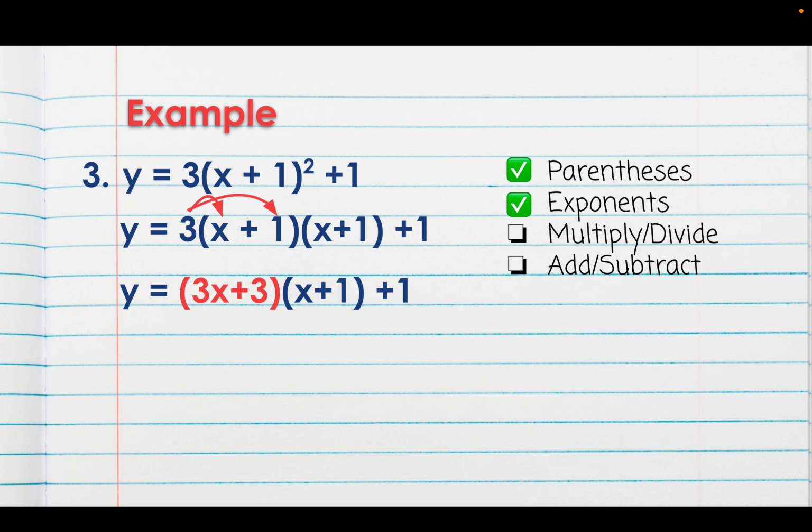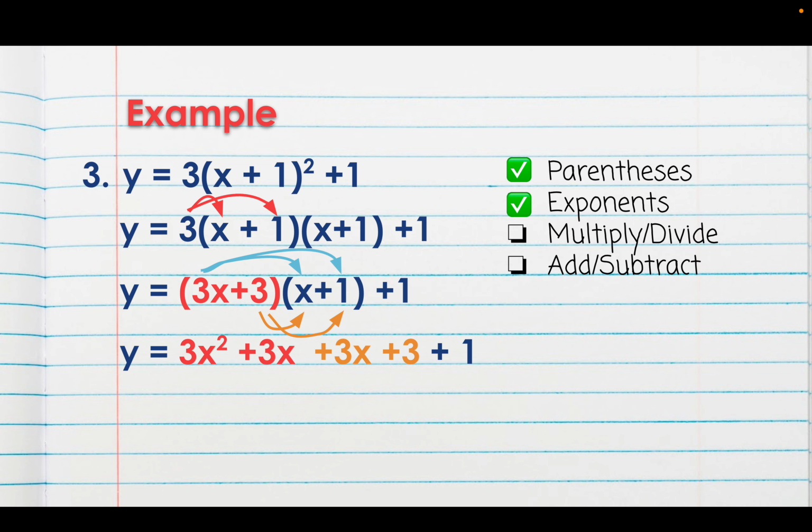Now I'm going to do my binomial distribution. I'm going to start with the 3x, and I'm going to multiply that by everything else that I need to multiply it by. So I get 3x times x and 3x times 1. I get 3x squared plus 3x. And lastly, I'm going to take that 3 and multiply that by everything in my second set of parentheses, which gives me 3x plus 3. And then I still have that plus 1.